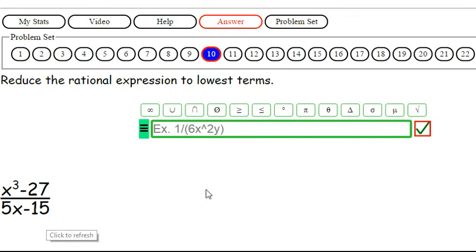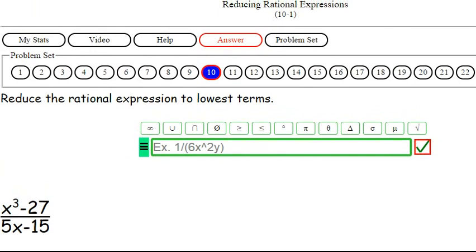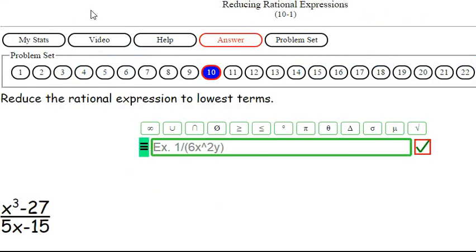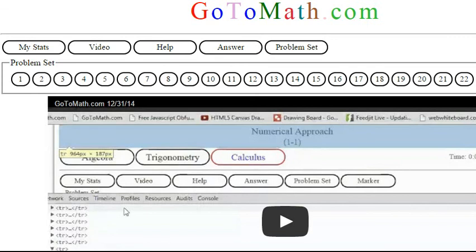All right. I see something fishy with this problem, but anyway, this is the answer. This is it right here. Alright, so we're over here at gotomath.com, getting it figured out, and I'll see you in the next problem.